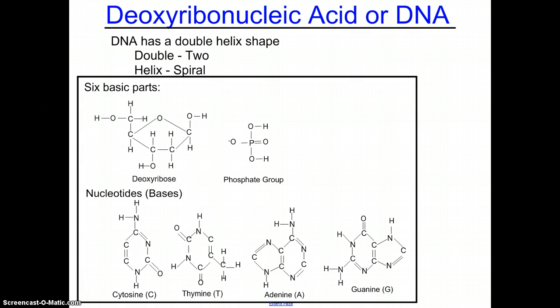So here, let's take a look at these 6 basic parts. The first part is deoxyribose. All right. The second part is a phosphate group. And then you have 4 nucleotides. You'll have plenty of time to write these down in a little bit. I just want you to listen for now, please. You have 4 bases: cytosine, C, thymine, T, adenine, A, and guanine, G.